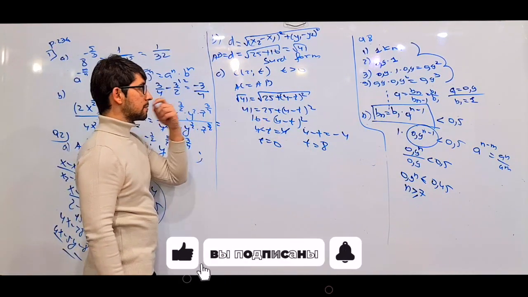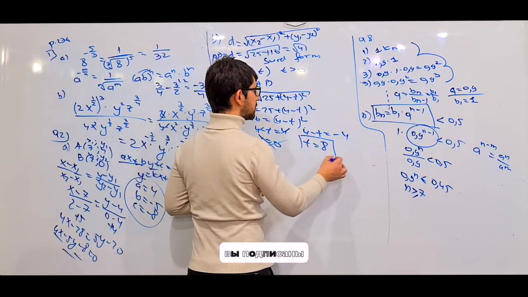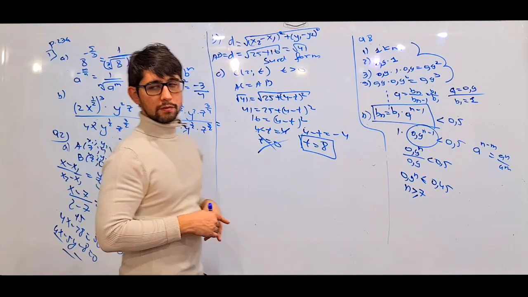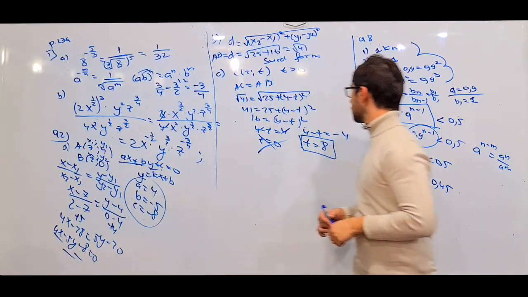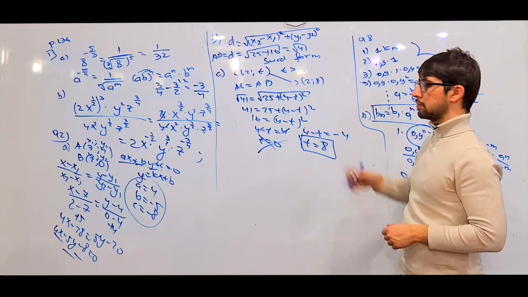Which one? t is greater than 0, right? That's why t needs to be 8. Okay? So your point is point C, (2, 8). Done.